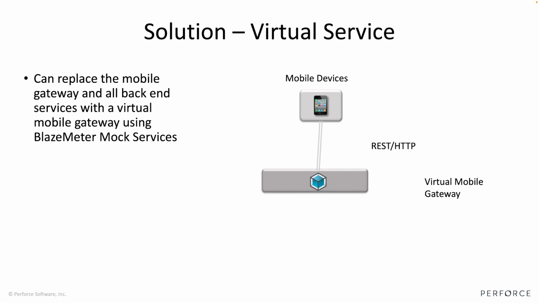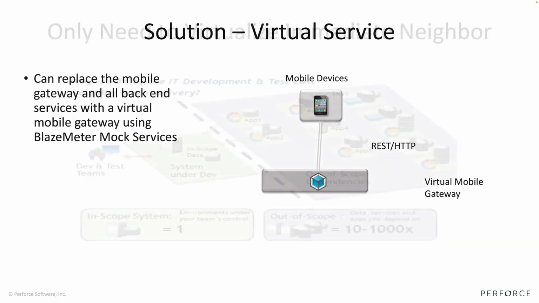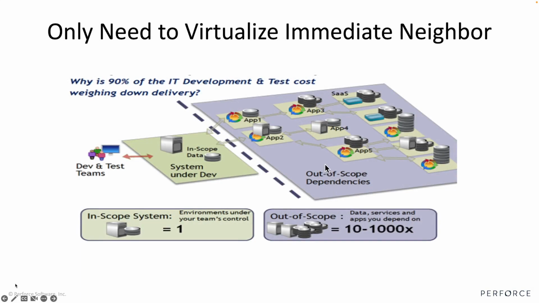Now, the first thing that comes to mind when most people look at this is they'll say, well, my environment is way too complex to put virtual services all over the place to replace everything that's missing. In fact, the reality is that in an example like this, where I have a couple of gateways, several middleware, and back-end services, including mainframes, when you're dealing with virtual services, you only need to virtualize your immediate neighbor, because all of the communication to all of these back-end services is encapsulated in the communication between the mobile system under test and the mobile gateway.